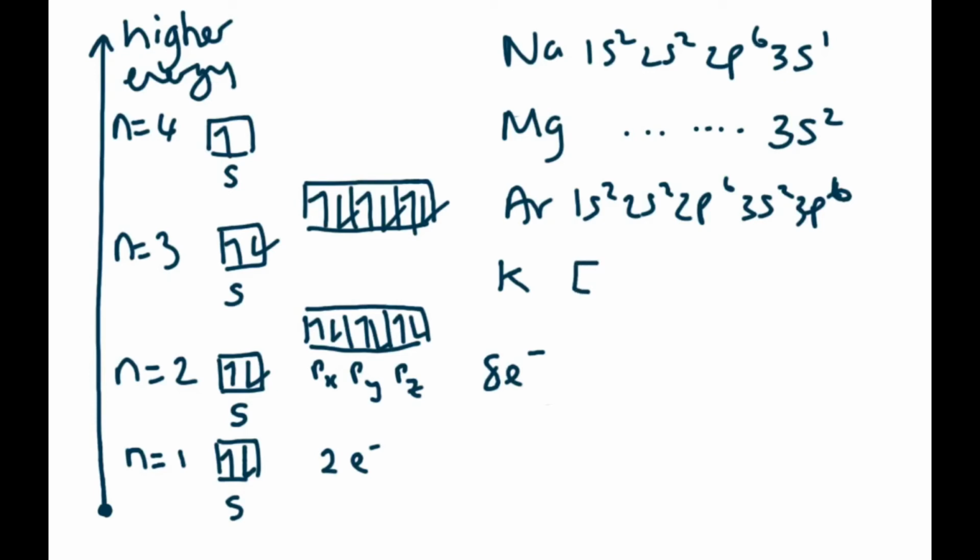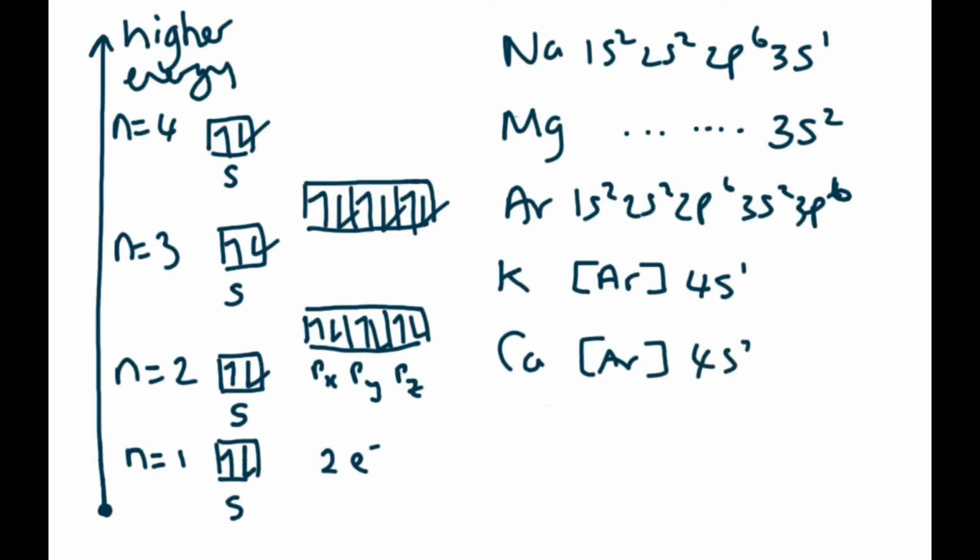So I'm going to be naughty and summarize it. I'm going to put argon in square brackets. So it's all of argon and 4s1. And then calcium has another electron. So calcium is going to be all of argon, all those electrons, and then 4s2.